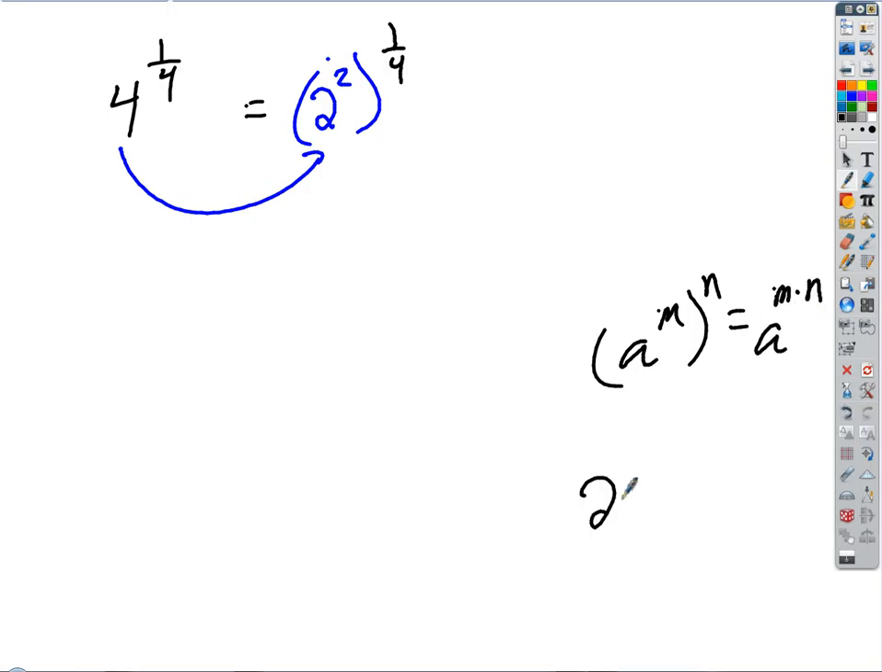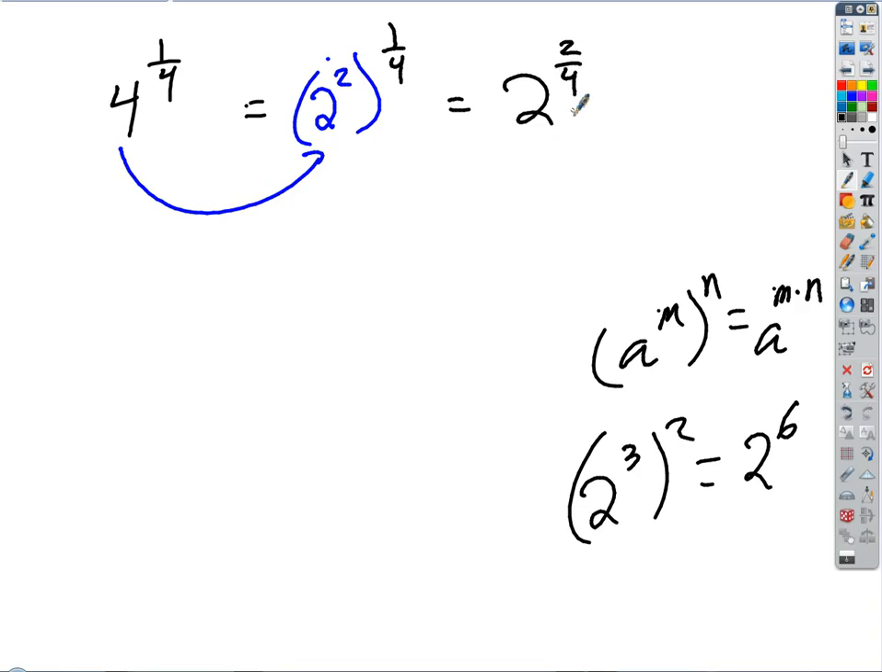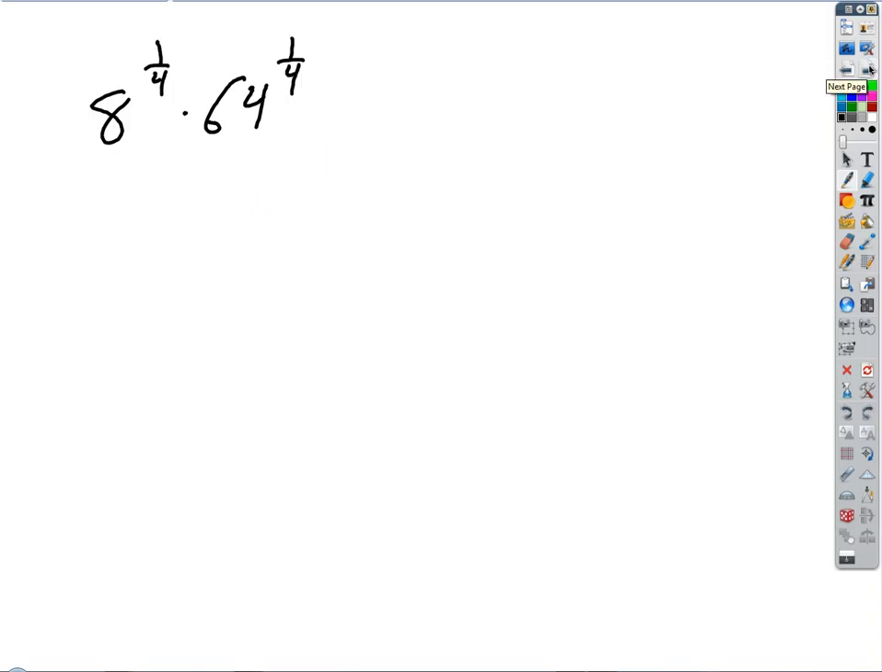You know that. What if I have 2 cubed squared? I get 2 to the 6. The same rules apply for fractional exponents that apply for integer exponents, right? So this just becomes 2 to the 2 times 1/4, which is 2/4, but what does 2/4 simplify to? So if I want to write it as a radical, it's just the square root of 2. See the trick? So the 4th root of 4 can be simplified to the square root of 2 that way.